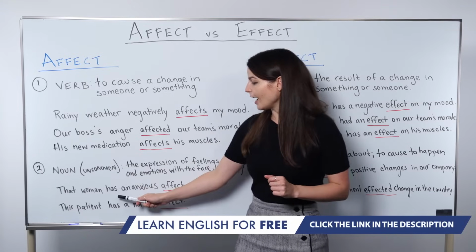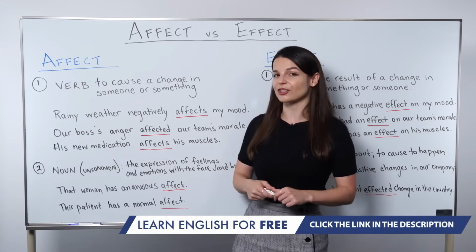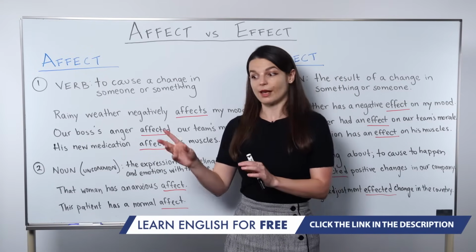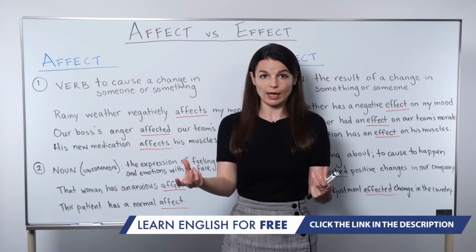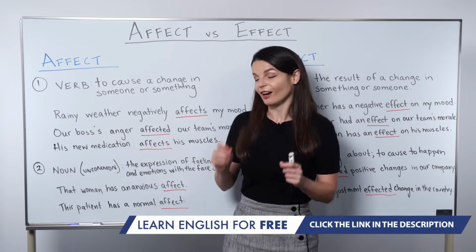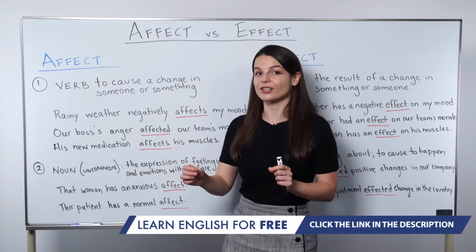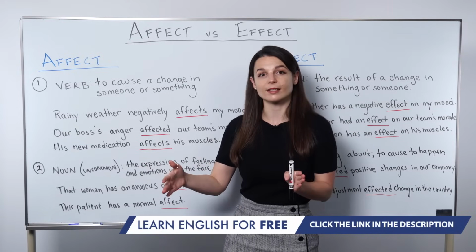That woman has an anxious affect. That woman has an anxious affect. So that means that woman's emotional display, her body language, her facial expressions, these things together are anxious. So that woman has an anxious affect. That's what this sentence communicates.